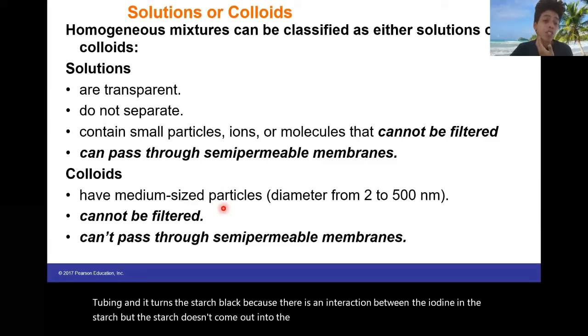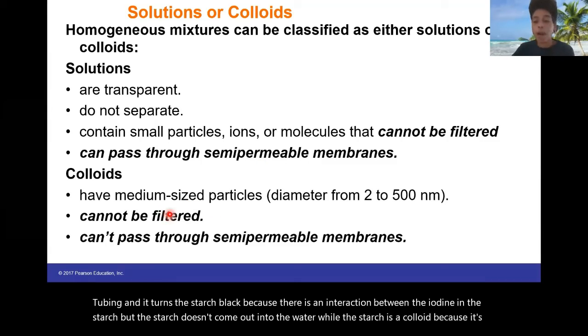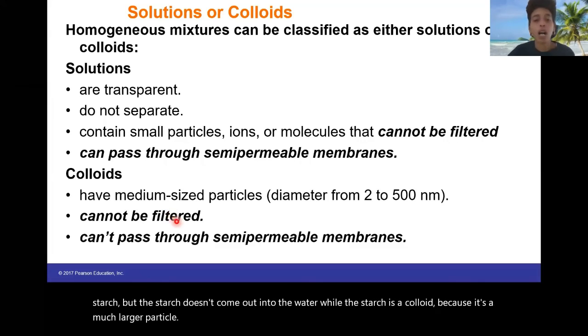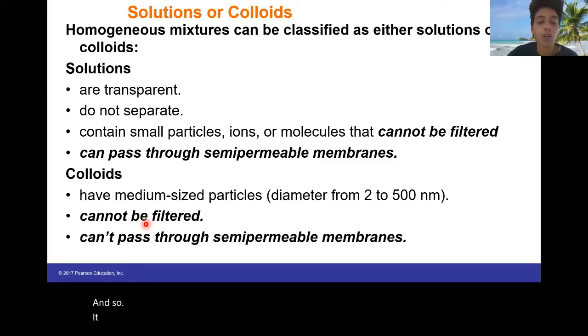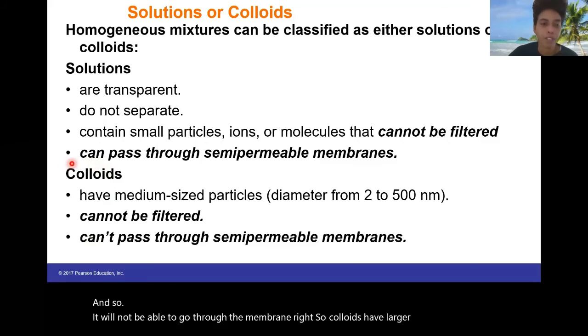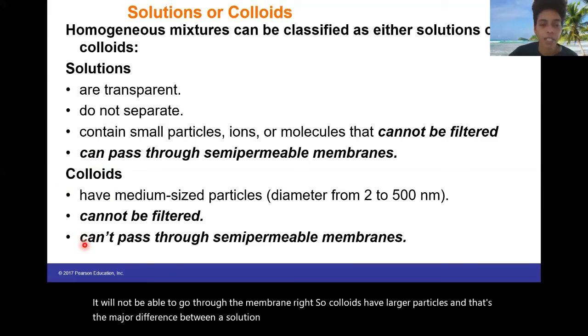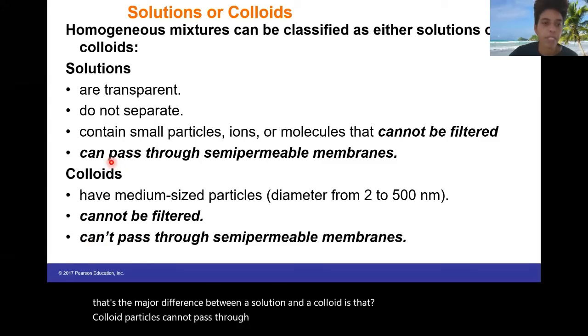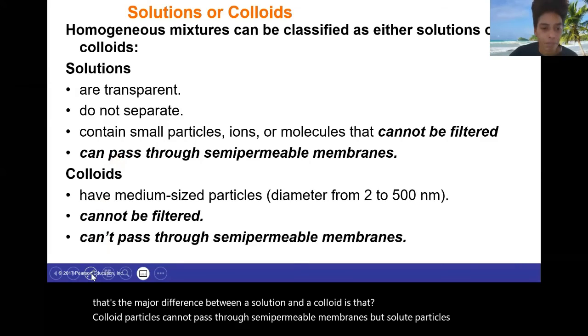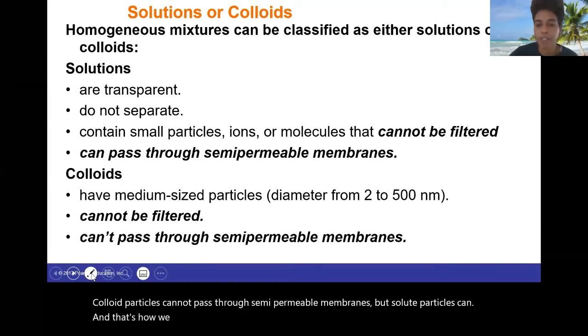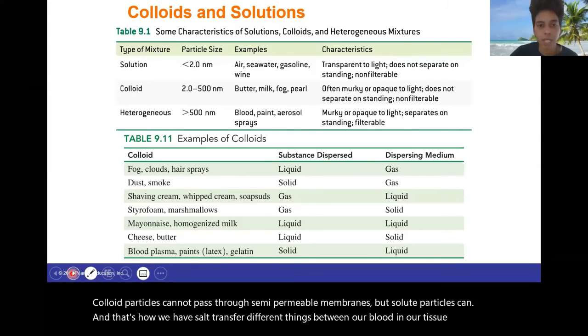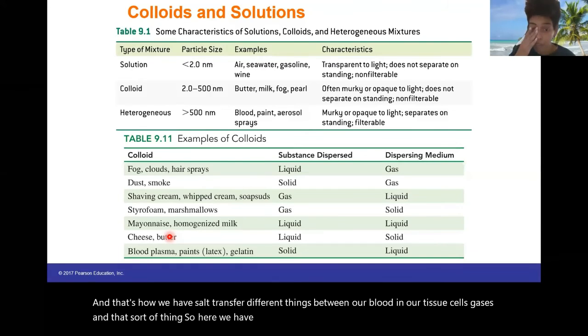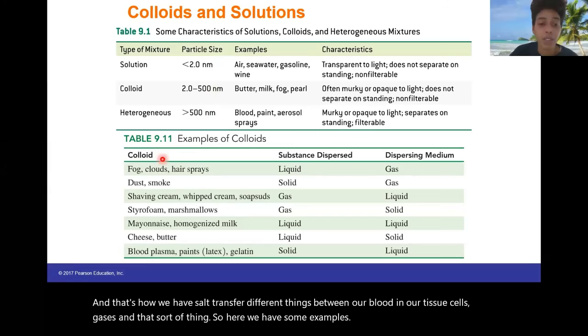Well, the starch is a colloid because it's a much larger particle, and so it will not be able to go through the membrane, right? So colloids have larger particles, and that's the major difference between a solution and a colloid: colloid particles cannot pass through semi-permeable membranes, but solute particles can. And that's how we have salt transfer, different things between our blood and our tissue cells, gases and that sort of thing. So here we have some examples of colloids and solutions.